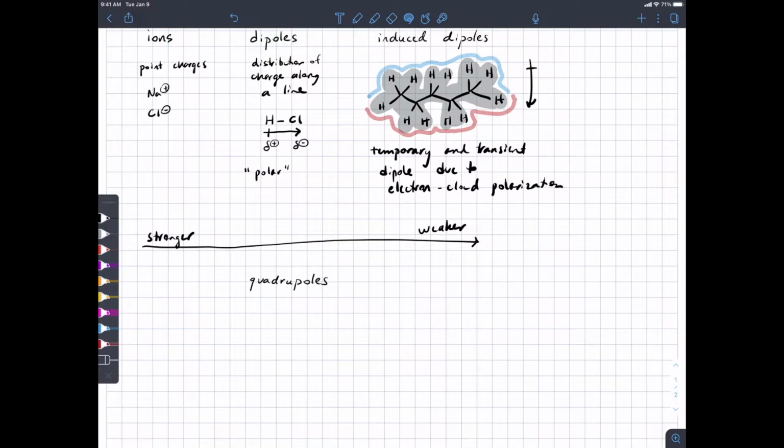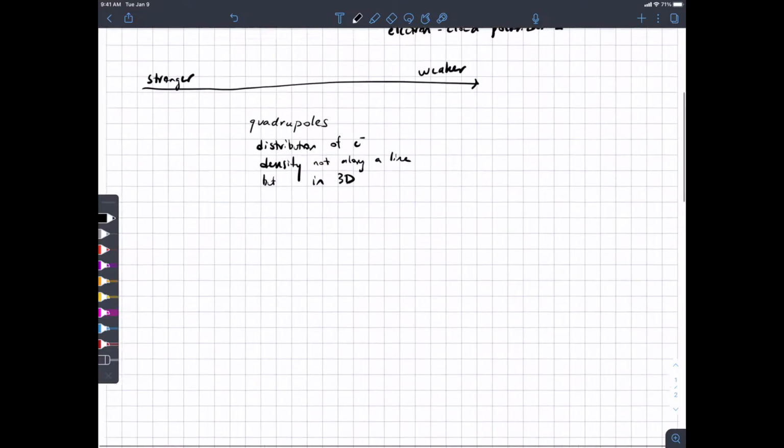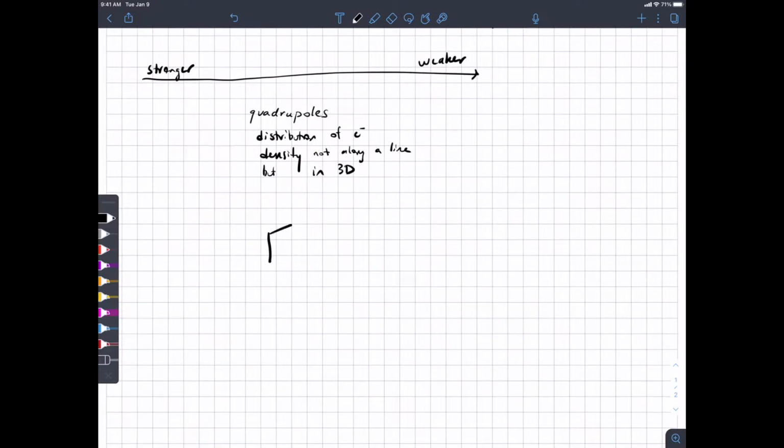What do I mean by a quadrupole? A quadrupole is a distribution of electron density not along a line. But in 3D maybe is the way to talk about that. So the classic example of a quadrupole or a quadrupolar molecule is benzene.